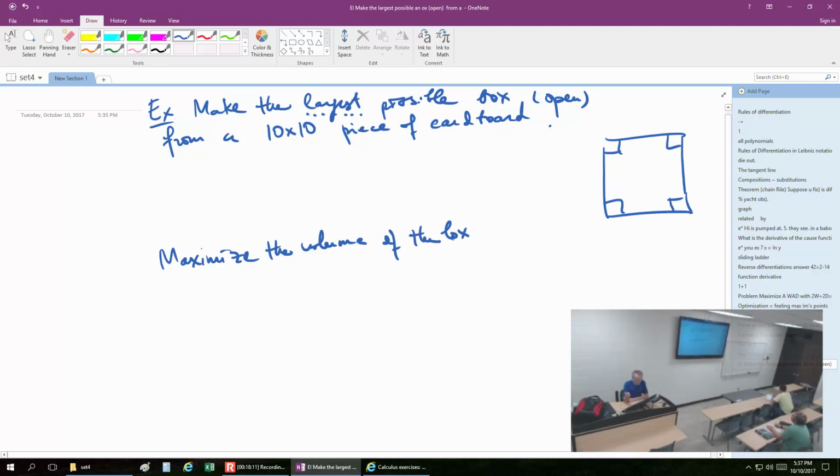What about the inputs? Where is the variability of the box? Because you could make different boxes from the same piece of cardboard depending on how large the pieces are that you cut out at the corners. So how do we do it?